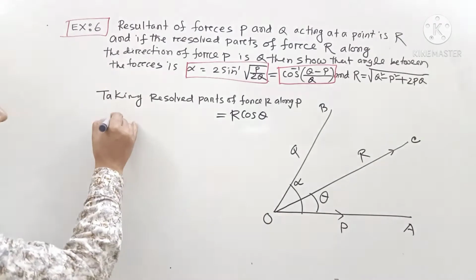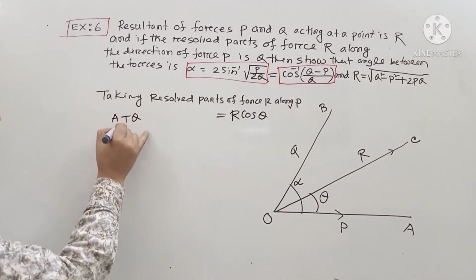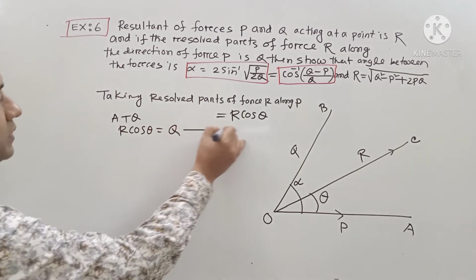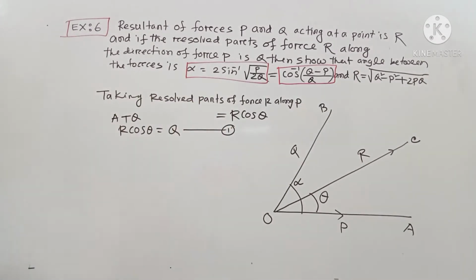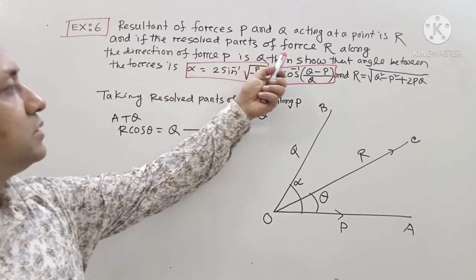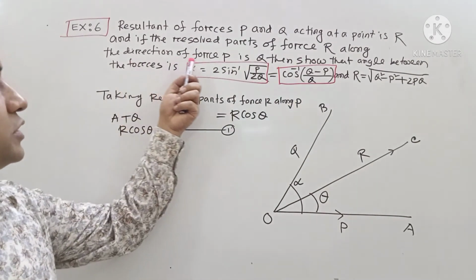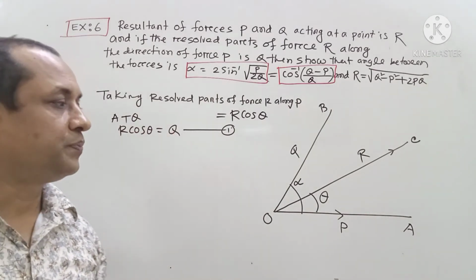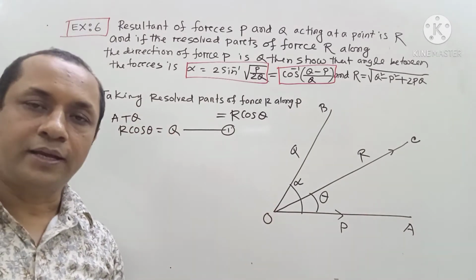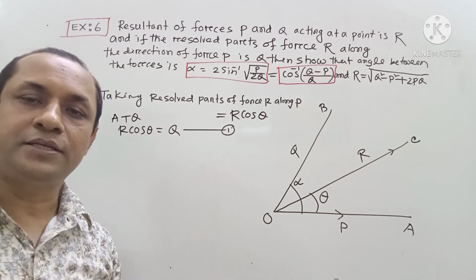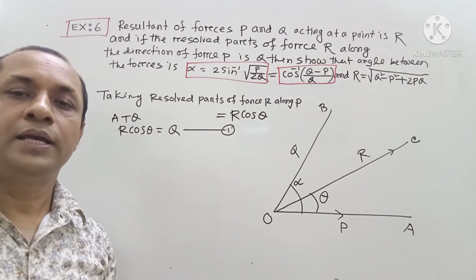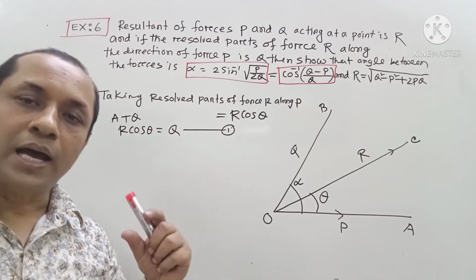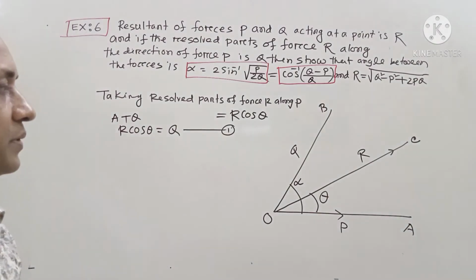According to the question, R cos theta equals Q, equation number 1. The resolved part of force R along the direction of force P is Q. So R cos theta equals Q, because R makes an angle theta with P. So the resolved part of R along OA or P is R cos theta. So R cos theta equals Q.